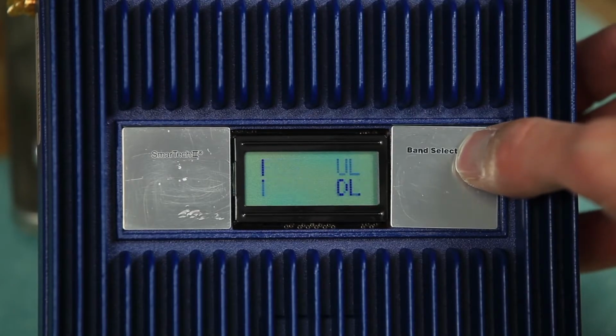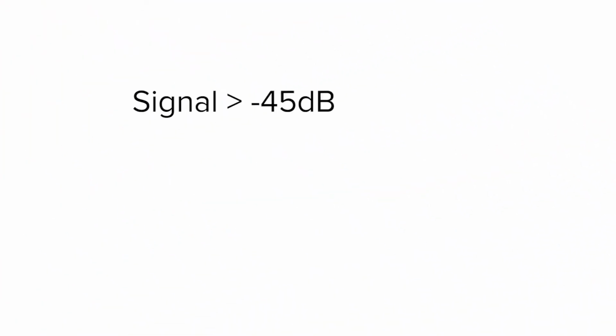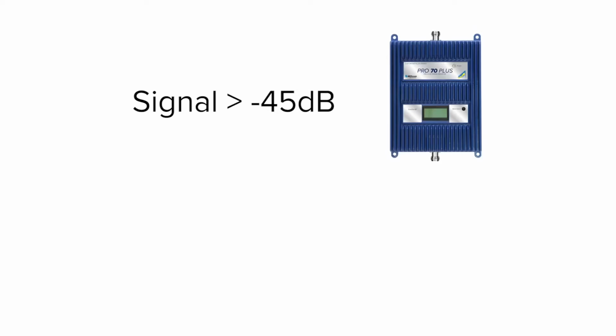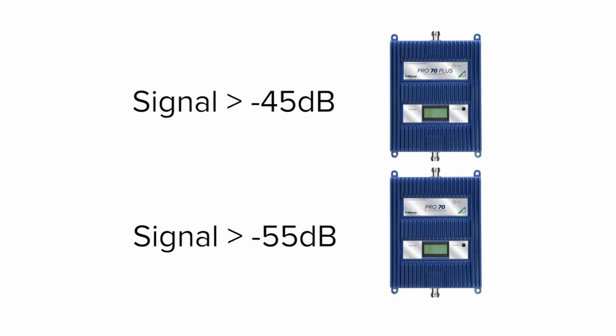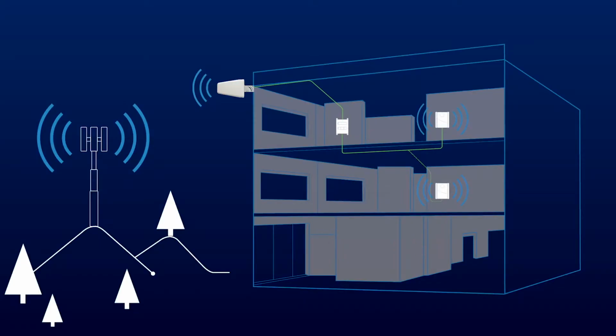Here's some good guidelines for signal strength levels coming into the booster and some tips on what to do in each case. Anything stronger than a -45 dB for a Pro 70 Plus or a -55 dB for a Pro 70 is too strong of a signal. This much signal coming into the signal booster will cause the spectrum to shut down on the amplifier. Keep in mind there are multiple bands or channels within each frequency spectrum. Even if just one band is overloading, the whole spectrum will shut down.